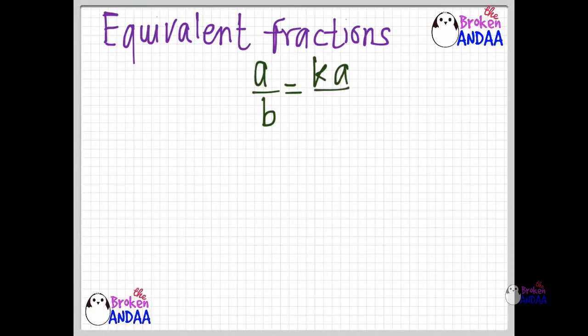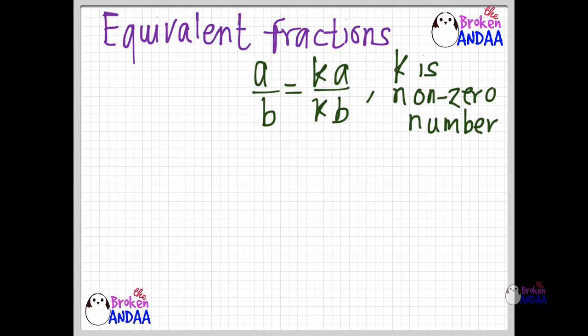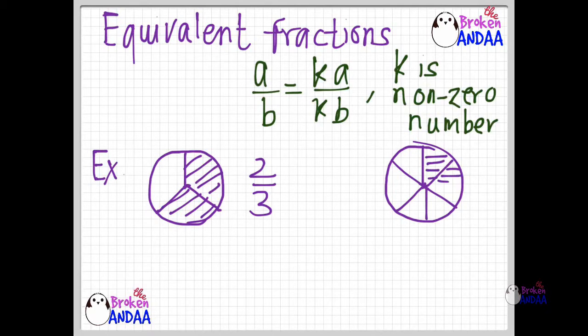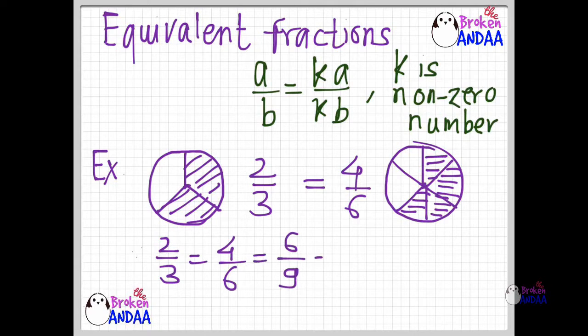Whenever we have a by b, that can be written as k times a by k times b, where k is any non-zero number. For example, if we make 3 parts of something and select 2 out of it, it will be 2 by 3. But if we make 6 parts of the same thing and select 4 out of it, it will be 4 by 6. But as you can see, in both cases we get the same amount of that particular thing, right? That means 2 by 3 is equal to 4 by 6, and that's why these two are equivalent fractions. Similarly, we can get 6 by 9, and so on.